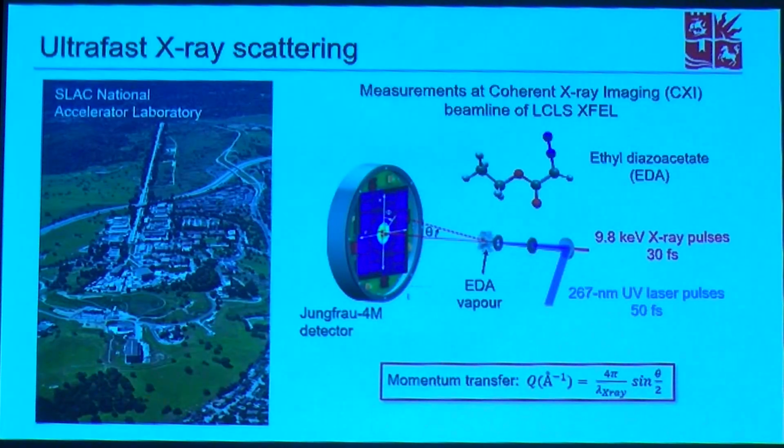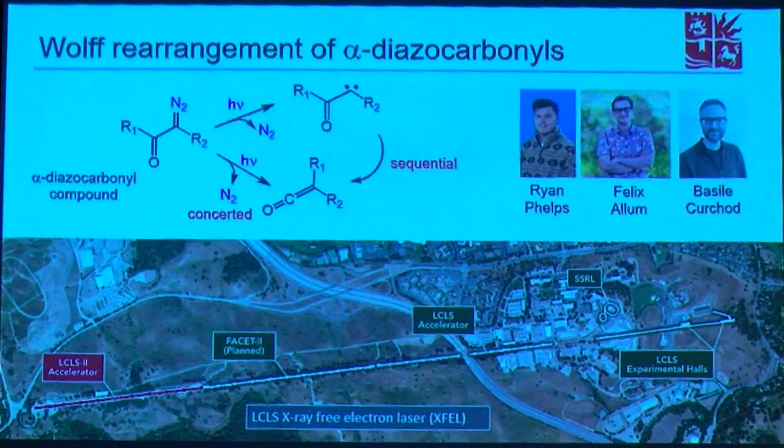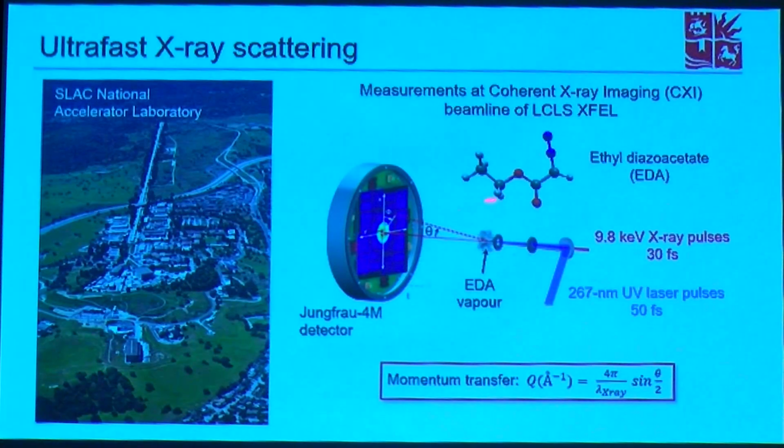So this is the concept of the experiment. We take a low vapor pressure of this particular diazo compound, so I'll call this EDA, ethyl diazoacetate. So we have a few millibar of pressure of that in the gas phase. We photoexcite that with a femtosecond UV laser pulse, and that initiates the photochemistry in these molecules.